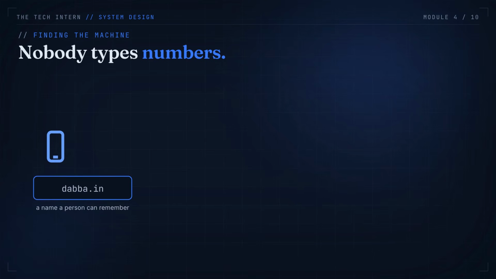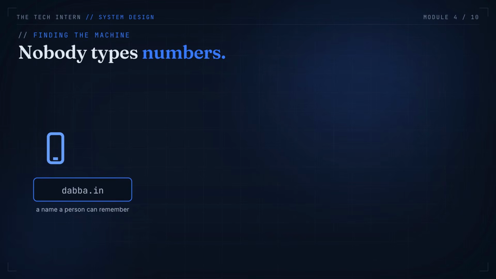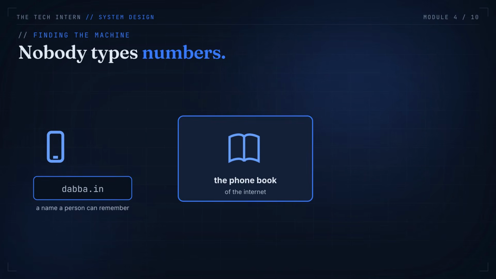Every machine on the internet has an address, an IP address, a string of numbers that tells the network exactly where to deliver things. Think of it as the machine's phone number. But nobody types numbers, they type a name. So the very first thing the phone has to do is turn that name into a number. That lookup is DNS, the domain name system.